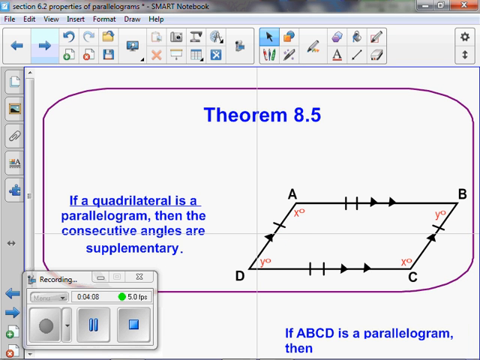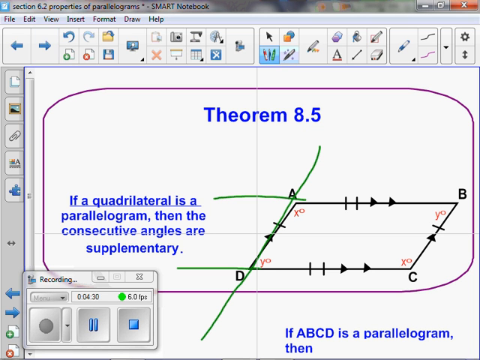Theorem 8.5. If a quadrilateral is a parallelogram, then the consecutive angles are supplementary. Now this might be a little bit trickier to understand, but I think it would help if I did this. When we were doing special angle relationships, we knew that these angles right here, this one and this one, have a special name. These are consecutive interior angles. They were the ones that were different. Instead of being congruent to one another when your two lines are parallel, they were the ones that were supplementary.